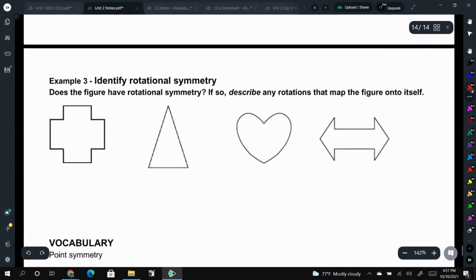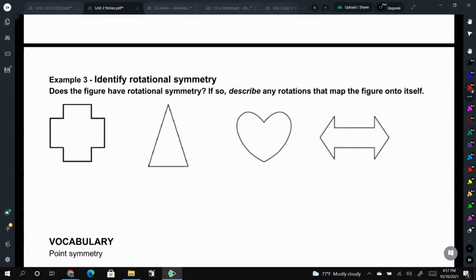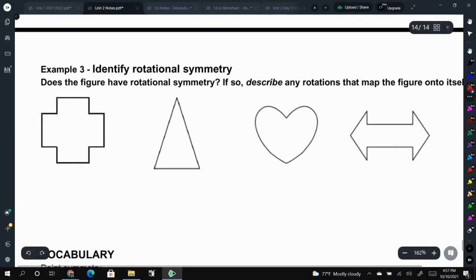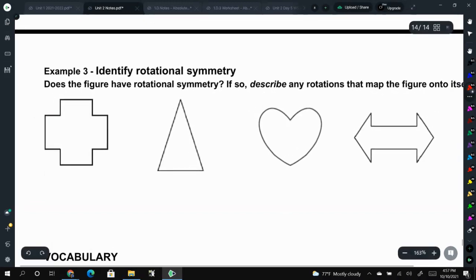On the next page, we're going to figure out if shapes have rotational symmetry, and if they do, find that angle measurement. So the first, this weird looking plus sign, that could be a line of symmetry. And this could be a line of symmetry as well.